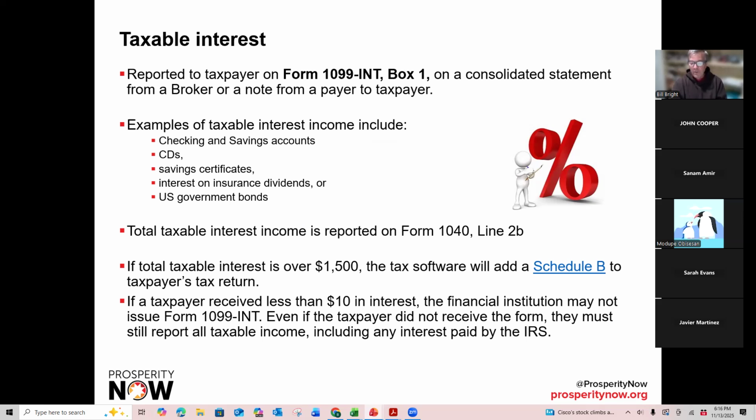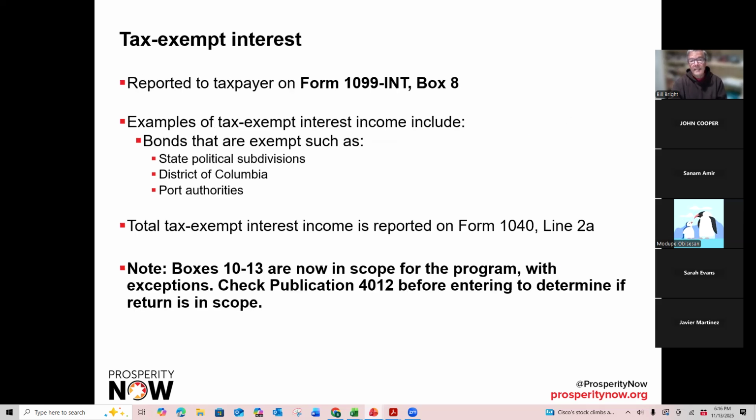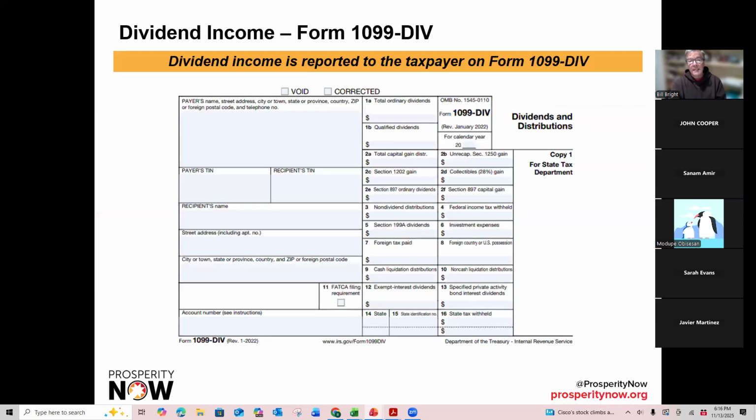Again, if they write it down, we have to report it. Tax exempt, again, we generally don't see much of this, but if they do, tax exempt income could come from state political subdivisions, DC, port authorities, other types of political subdivisions. Again, that gets reported on line 2A. There are other boxes on the interest form which we can put input for, on the few occasions when that does come up, but primarily all we're ever going to have is just basic bank interest that would be on a 1099.